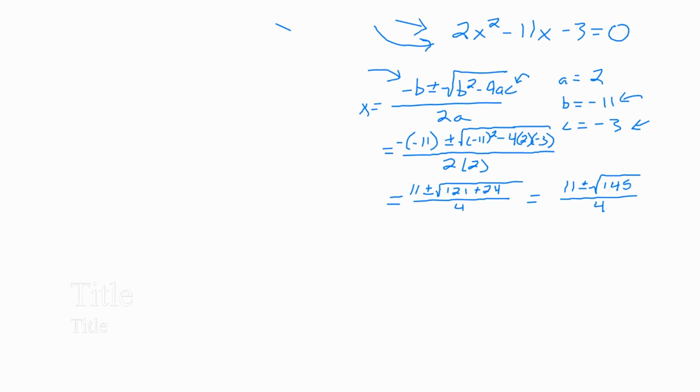Perfect. And if you wanted, you could see if we could simplify this a little bit. 145 could simplify down to 5 times, what would that be? 29? I think it's 29. And then I think that doesn't go down anymore. So I'm going to say that we're done. 11 plus or minus the square root of 145 is going to get us a number, divided by 4 gets us a different number. Those are the numbers that are the solution here.